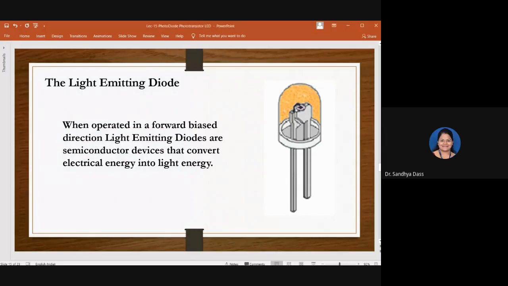Okay, moving on. So we'll proceed with LEDs now. Again, as I said, if it is repetition, please pay attention. Again, you will have some poll questions coming up there.